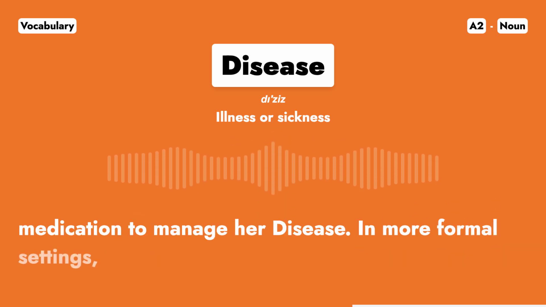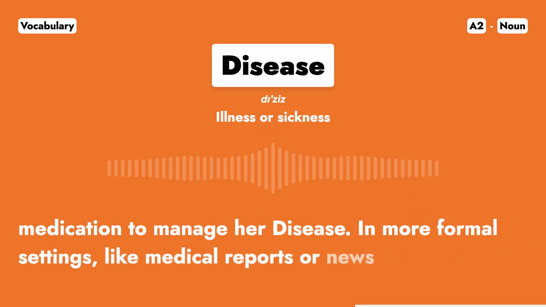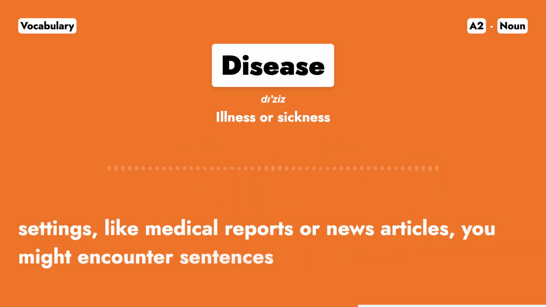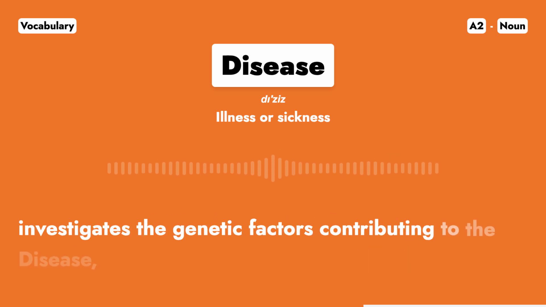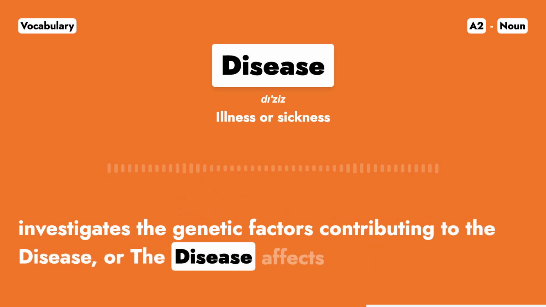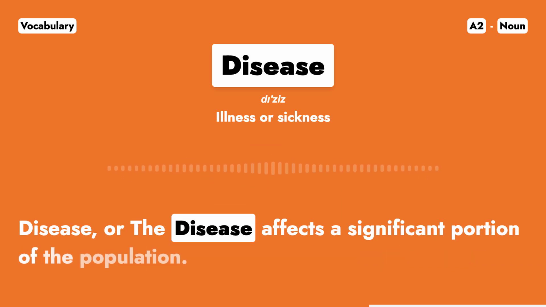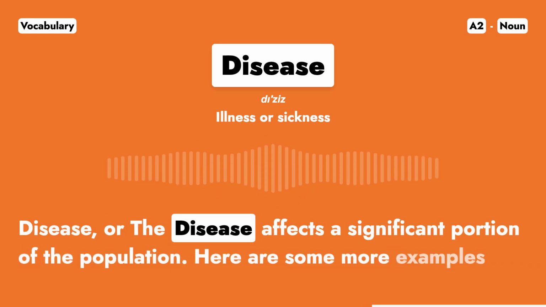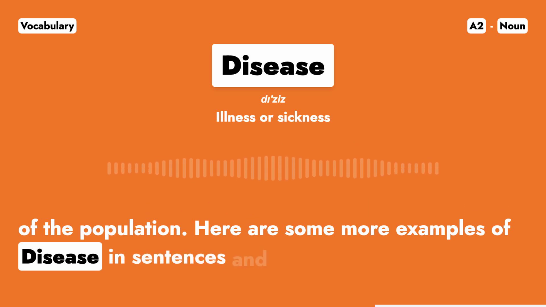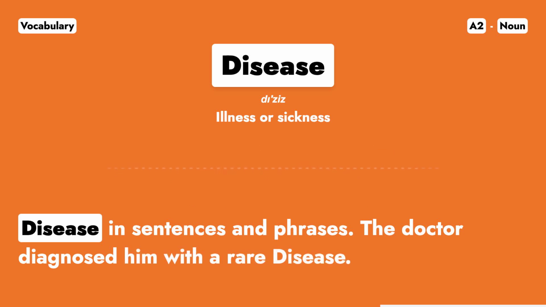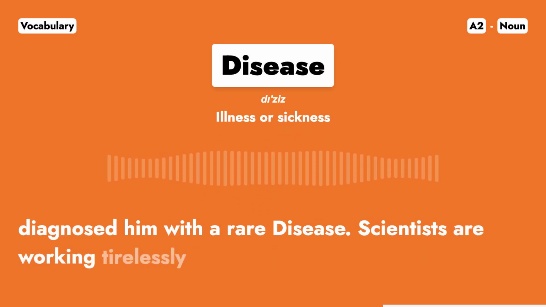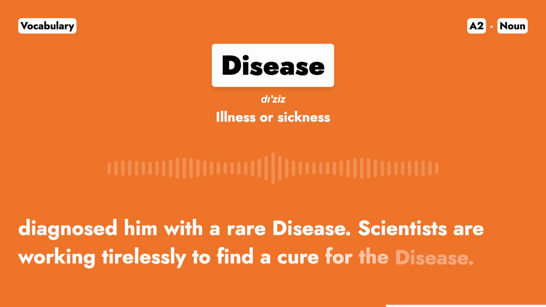In more formal settings like medical reports or news articles, you might encounter sentences like, "The study investigates the genetic factors contributing to the disease," or "The disease affects a significant portion of the population." Here are some more examples of disease in sentences and phrases. The doctor diagnosed him with a rare disease. Scientists are working tirelessly to find a cure for the disease.